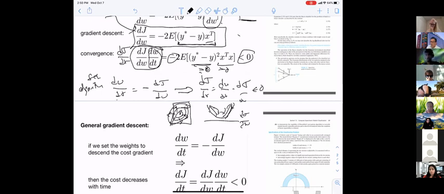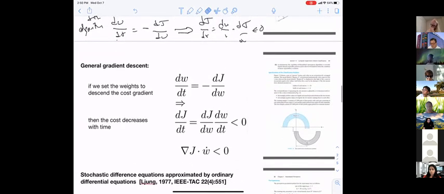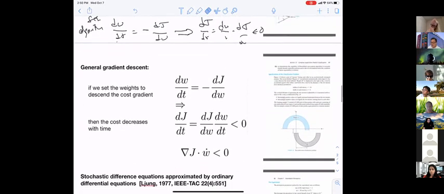So that's the concept behind gradient descent. This is super easy, and just knowing that, you can do a huge amount of very powerful things. This is used for optimization in lots of different places. It's an iterative optimization technology, and there are a lot of variations on this, and I'll come to some of those later. But before I do that, let's talk about this again in the more general case. This is what I was just talking about: if you set the weights to descend the cost gradient.